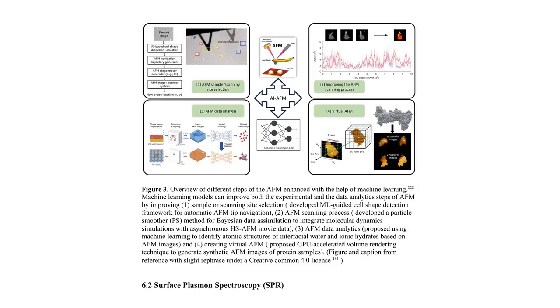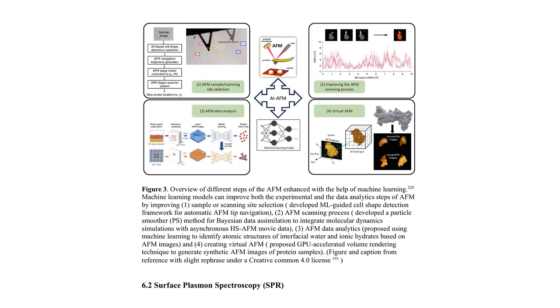Next, AI/ML is being integrated directly into characterization techniques, making them more powerful and automated. Let's consider atomic force microscopy, or AFM. AFM can be a slow and laborious process. For instance, an ML algorithm can analyze a low-resolution image of a sample to intelligently select the most interesting locations for a high-resolution scan. During the scan itself, ML can improve the process by integrating data from simulations to achieve better results.